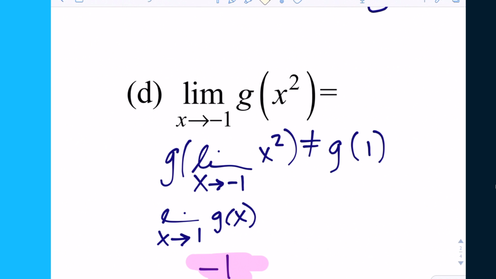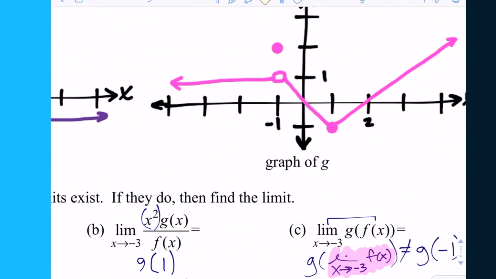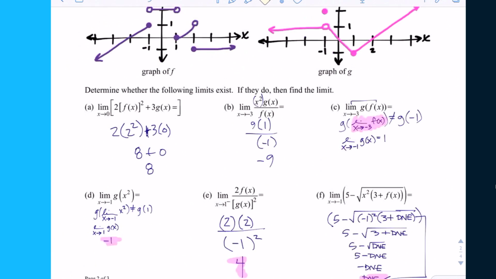D is actually another composition, because it's not just g of x, it's g of blob, which is x squared. So if you want to bring that inside, you're first evaluating x squared at -1, which is a parabola. It's continuous everywhere, so direct substitution. -1 squared is +1. But it's not g of +1. It's the limit as x goes to 1 of g, which then if you go to the graph of g at +1, the limit is -1. So that's the answer.